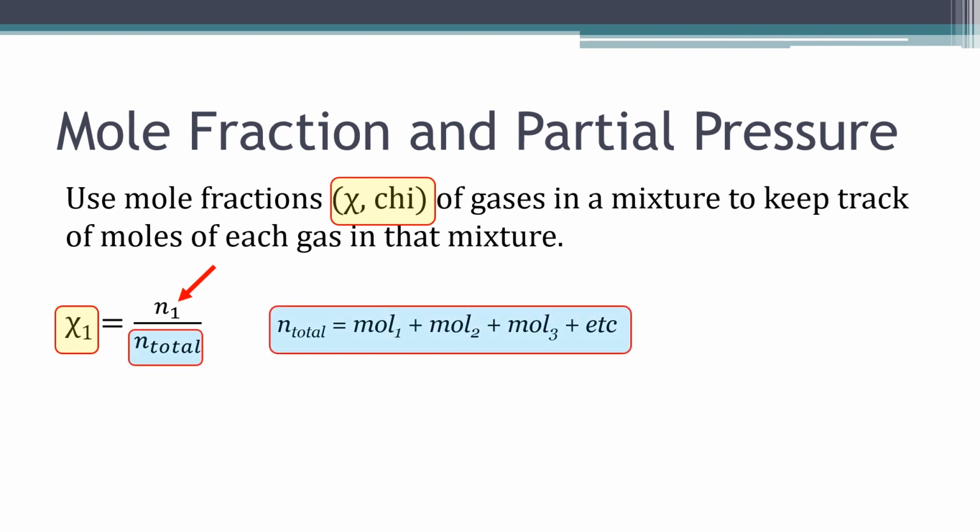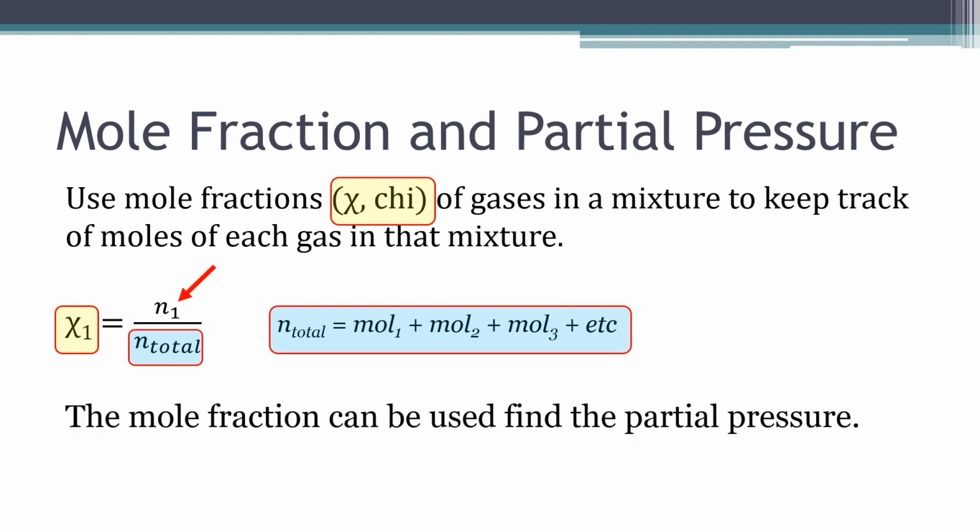And why would we need to know the mole fraction? The mole fraction can be used to find the partial pressure of a gas in a mixture. Here, the partial pressure of a gas is the mole fraction times the total pressure of the mixture.